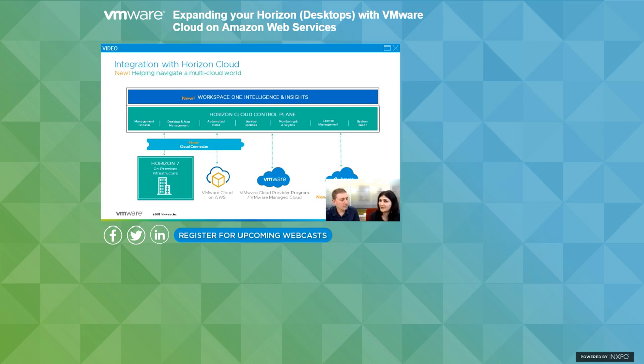So we are starting out with an install service, which will allow you to install Horizon 7 on VMware Cloud on AWS in an automated manner. It will automatically install the cloud connector for you. What otherwise would have been a manual step, where you bought VMware Cloud on AWS separately, you bought the Horizon subscription, but then you have to install it. Well, guess what? Now you can go into the Horizon Cloud control plane, click a couple of buttons, and then you sit back and Horizon will install automatically in VMware Cloud on AWS. So that's an advantage that we are bringing to the market.